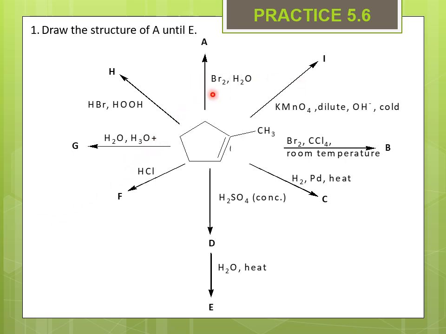All of A, B, C, D, E, F, G, H, and I are electrophilic addition, except for I, because I is the oxidation using dilute, basic and cold potassium permanganate. So you're going to have to draw the products. It can be an alkane, it can be a haloalkane, and also an alcohol. So look closely at what you're going to write.